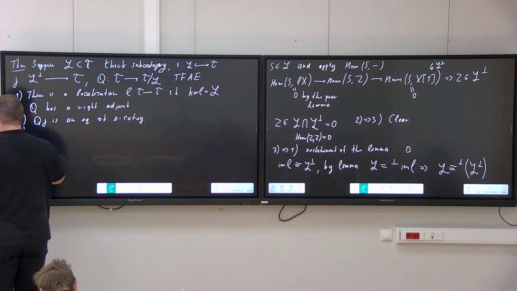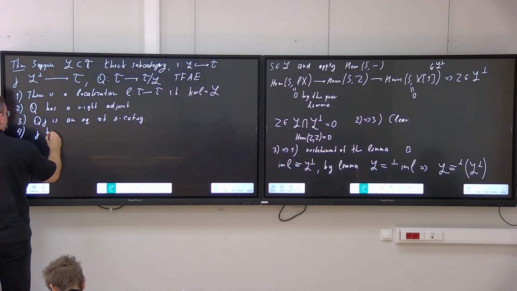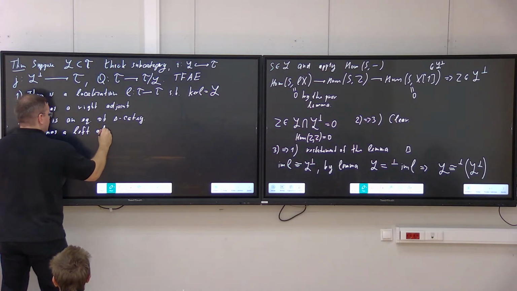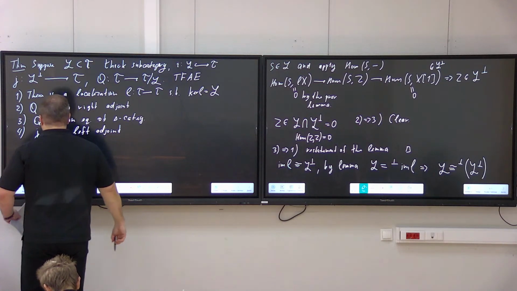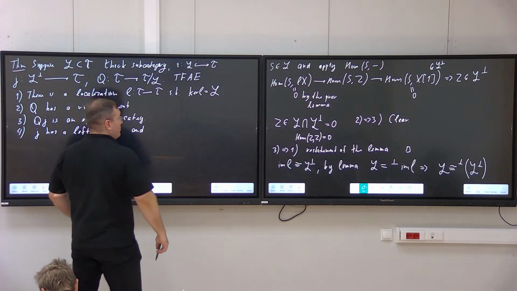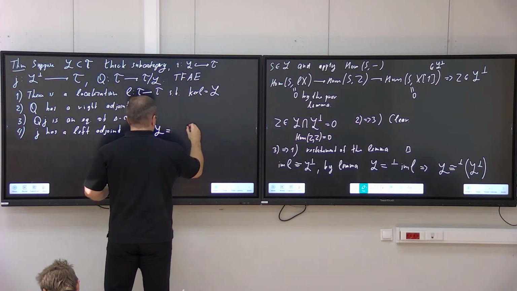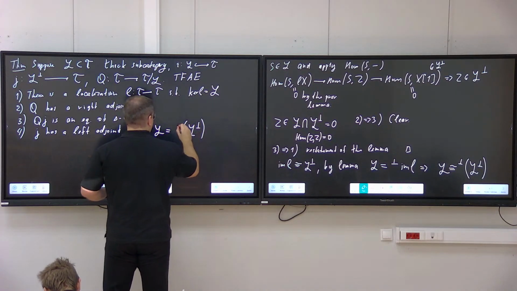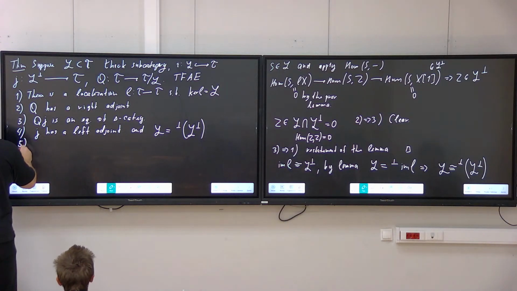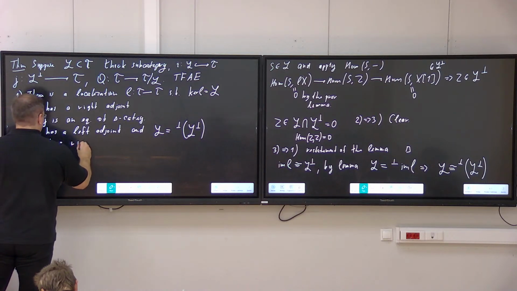4, functor J has a left adjoint, and additionally, I have the property that I proved before, so that L coincides with the two orthogonals. So condition 5 is that the functor I has a right adjoint.